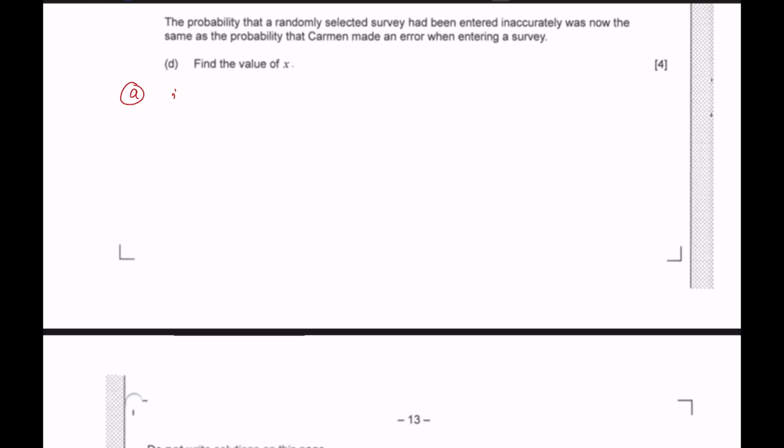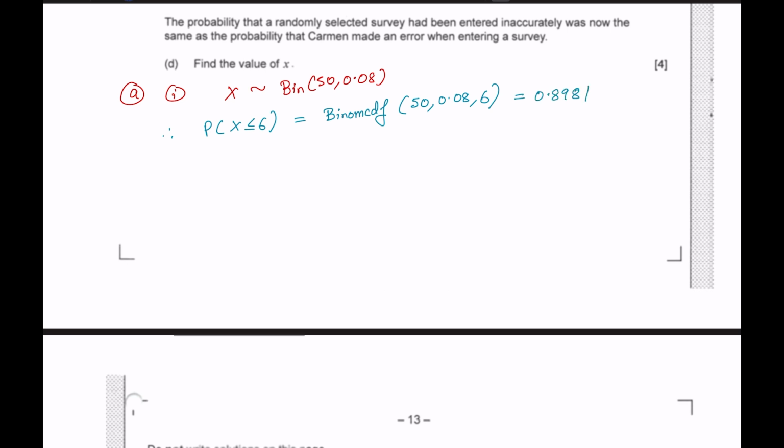So for A1, I can write it as X is binomial, 50, 0.08. We need to first find P of X less than or equal to 6. So in our calculator, we'll use the binom CDF function. Number of trials will be 50, p is 0.08, and the x value is 6. Now, if I place all these in our calculator, you'll get 0.8981. And that's the answer to A1.